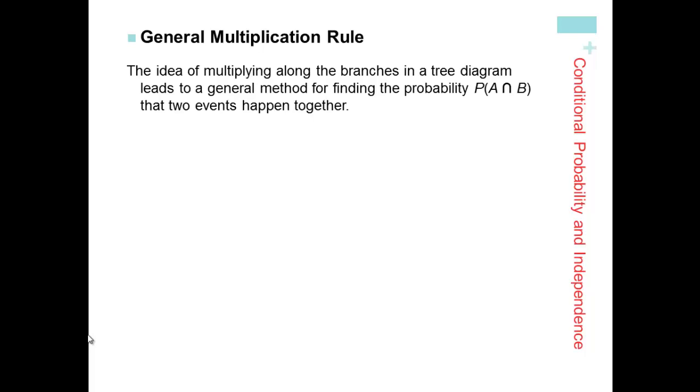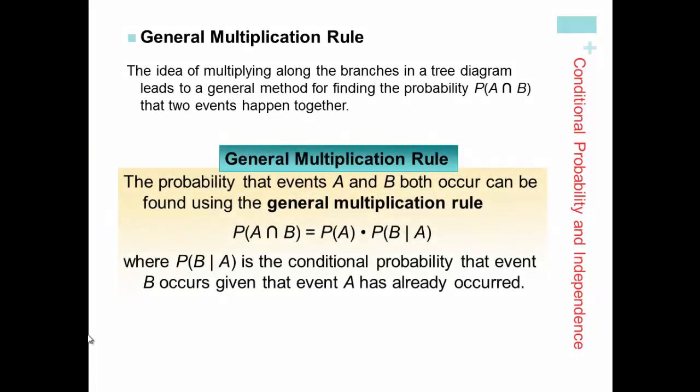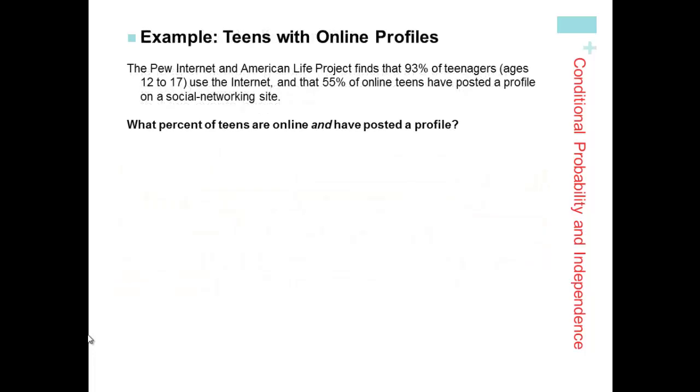multiplying and finding the probability of A and B, that the 2 events would occur together. Here's our general multiplication rule. The probability that event A and B occur can be found using the general multiplication rule. The probability of A and B occurring will be the probability of A occurring times the probability of B given that A has occurred first. Again, the probability of B given A is the conditional probability that the event B occurs given that A has already happened. Here's another example.